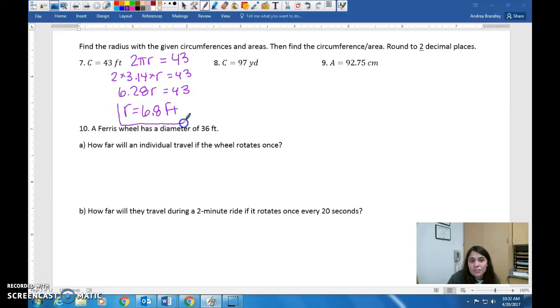Well, once I have the radius, finding the area is easy because I can just plug it into my area formula, which is pi r squared. So it's going to be 3.14 times 6.8 squared. Again, using my calculator, 6.8 squared times 3.14 rounds to about 145.2. And this is area, so this is square feet.